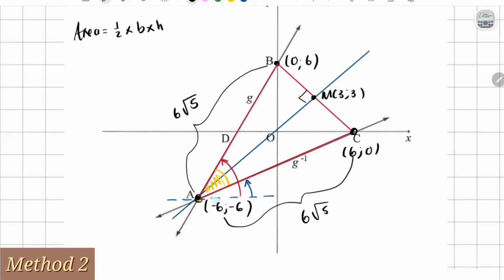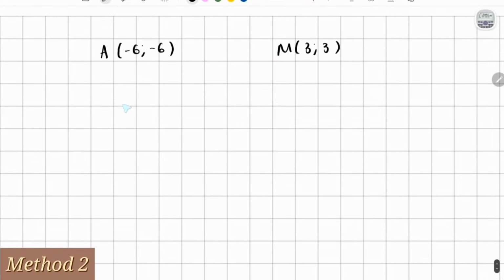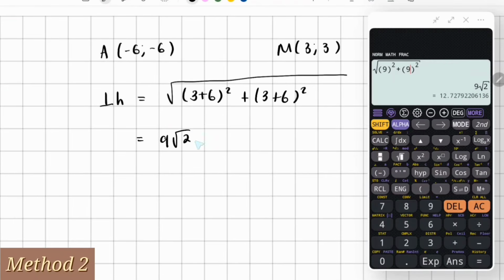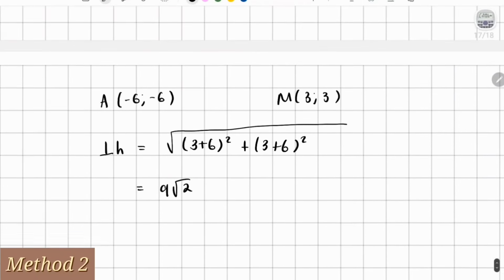Now that we have this, we just want to find this perpendicular height, this AM. So A is -6 and 6, M is 3 and 3. I'm just going to find AM, or that perpendicular height. That is going to be equal to the square root of x2 minus x1, so 3 minus -6, which becomes plus 6, all squared, plus the same thing, 3 plus 6 all squared. Let's see what it gives us and put it in surd form. So we get 9 square root 2. And now we have everything to find the area of this triangle.